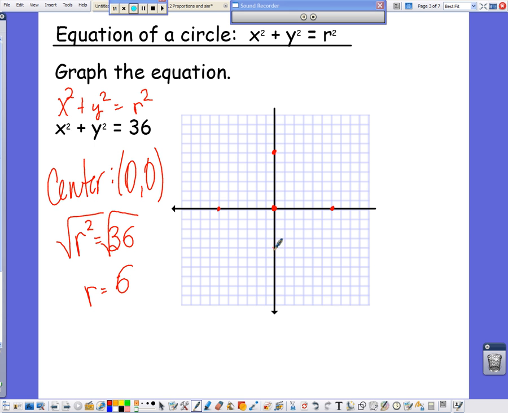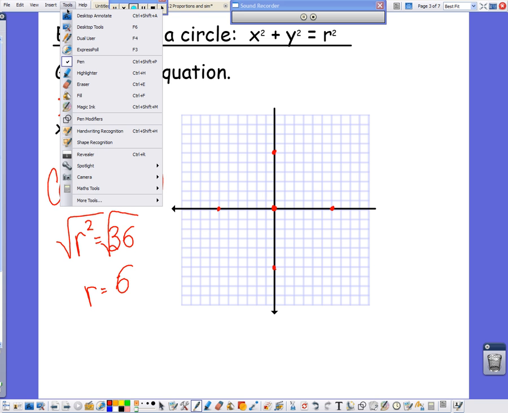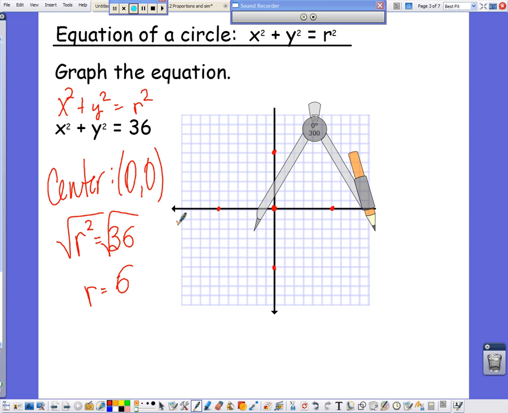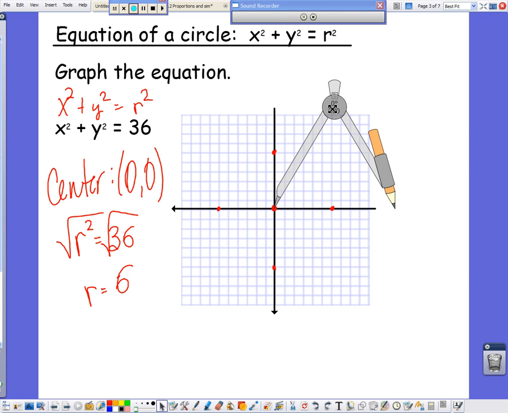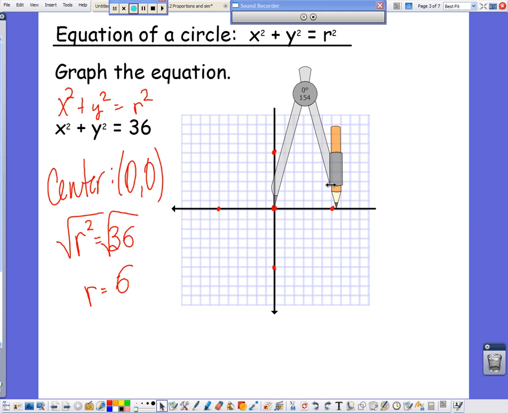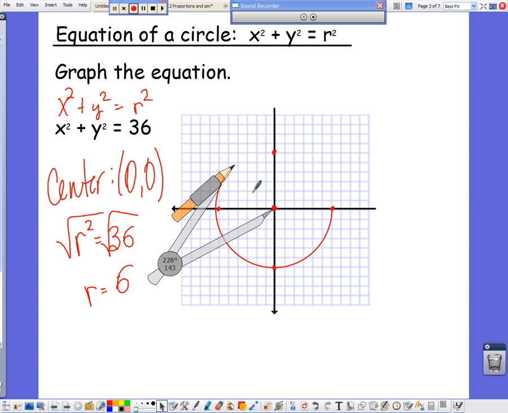1, 2, 3, 4, 5, 6. And then to make sure that I get this perfect. Now, you don't have to use a compass. I'm not requiring you to use a compass. But just to show you, what this is going to end up with is a circle. Oops. It's going to end up as a circle.